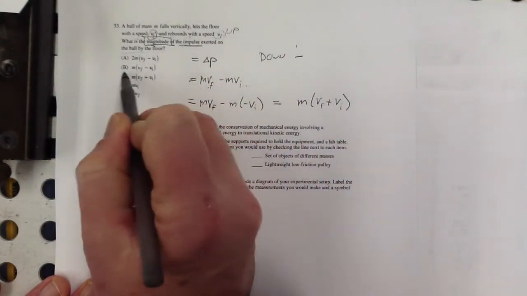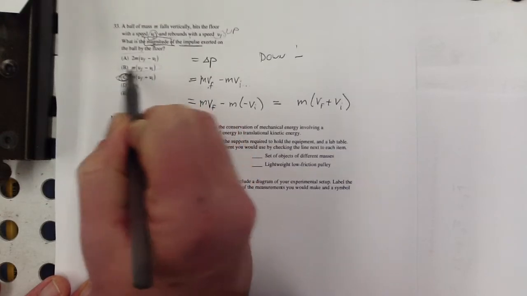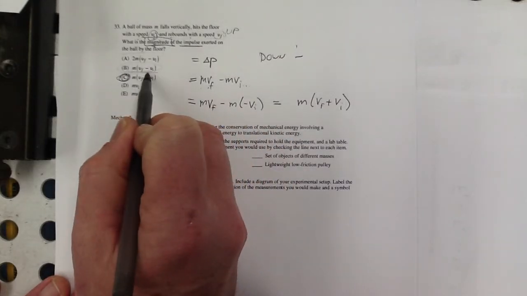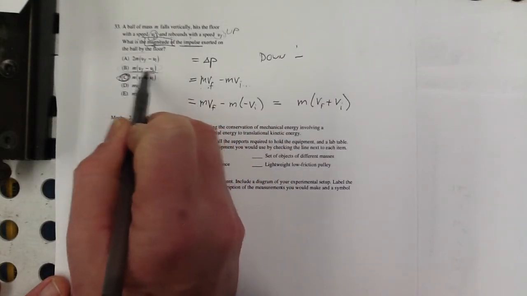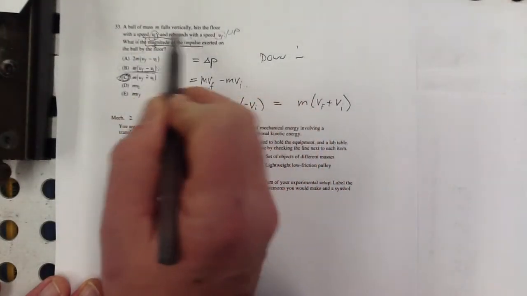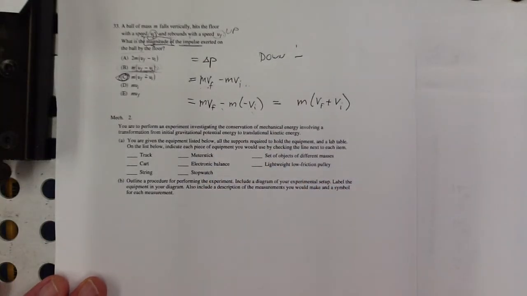I think lots and lots of students would pick this. That's a real easy mistake to make with impulse and momentum, to not handle the signs of those, especially since they said these are just speeds. We had to make sure that we got that change correct.